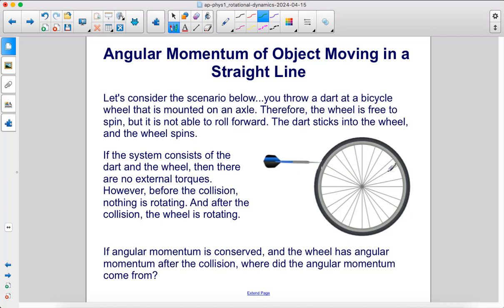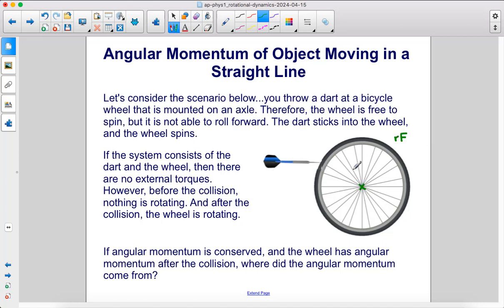You throw a dart at a bicycle wheel that's mounted on an axle. The axle's right here at the axis of rotation, and let's assume it's frictionless. Therefore, the wheel is free to spin, but it's not going to roll forward translationally. The dart sticks into the wheel and the wheel spins. If the system consists of the dart and the wheel, then there are no external torques. There are external forces, like for example, the axle is exerting an external force on the wheel, but it's not exerting a torque because that force is acting at the axis of rotation. So, a torque is RF sine theta, R would be 0.